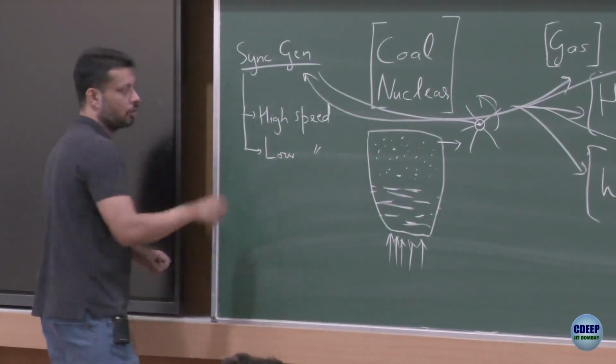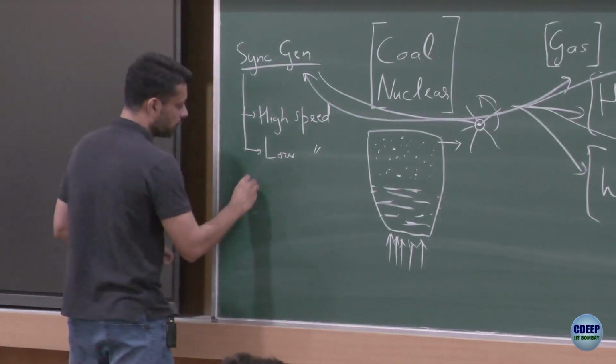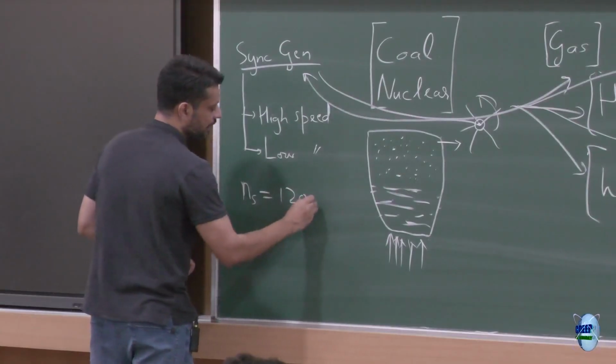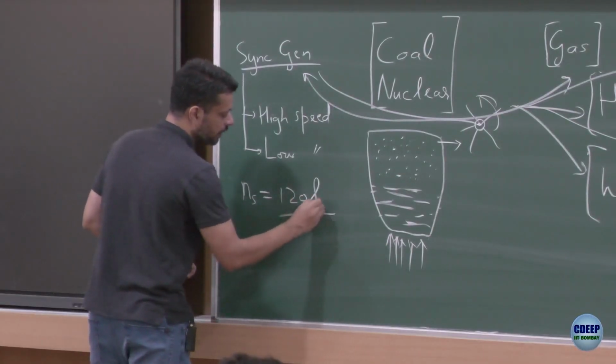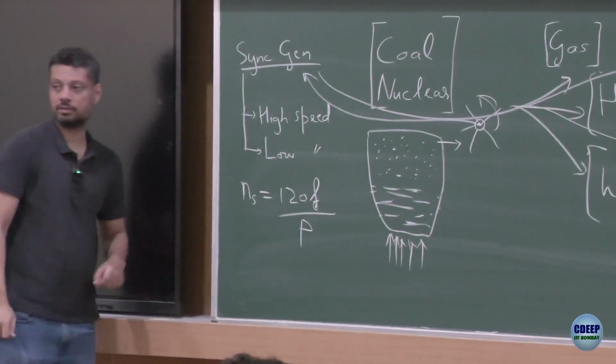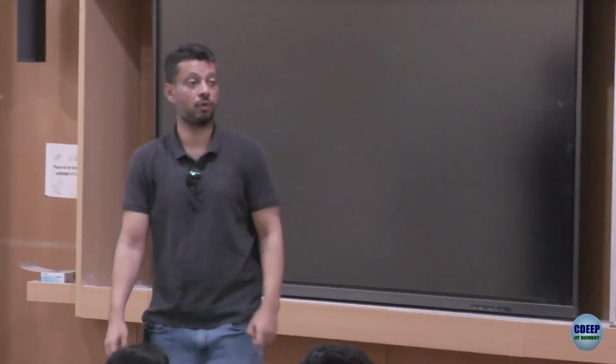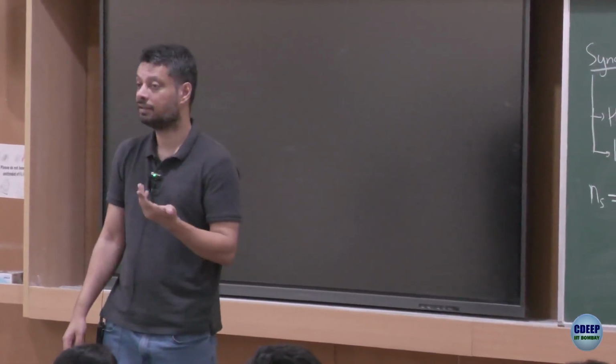And essentially what is the meaning of speed? You remember this formula, Ns = 120f/P, right? You remember this formula? What was this formula about? This was the formula for synchronous speed, right?